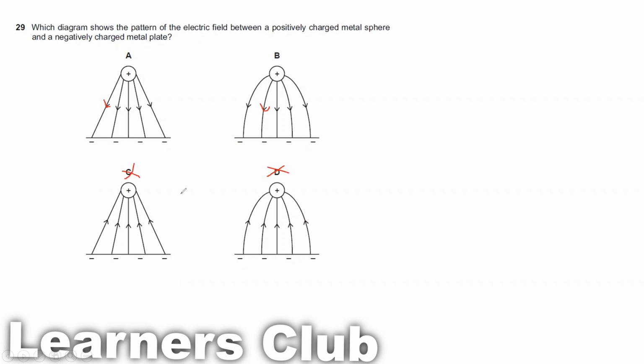If they are parallel plates, they will move in a straight line, but it's coming from a metal sphere. So it will come radially outwards. So the answer for this question is option B.